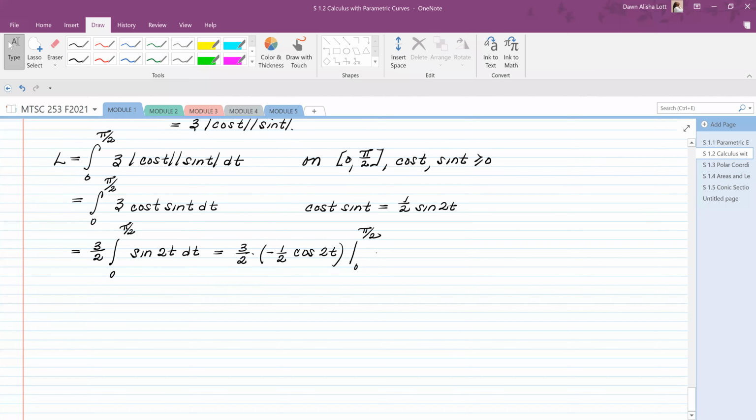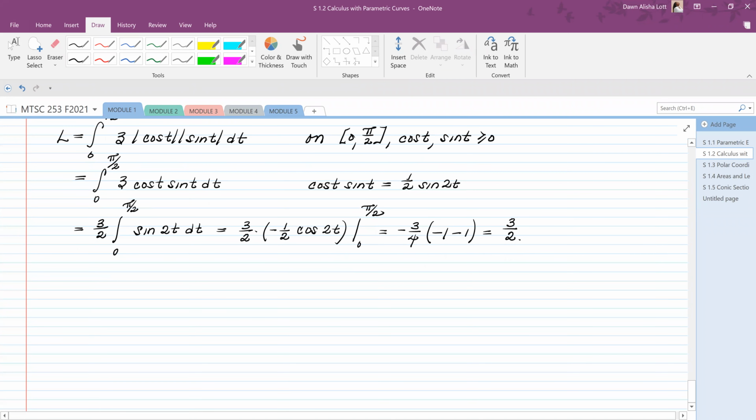So that's going to give me negative 3 over 4. And then when I do the cosine of pi, I'm going to get minus 1. And then I'm going to get the cosine of 0, and that's also going to give me a minus 1. So when I multiply that whole thing out, I get 3/2.